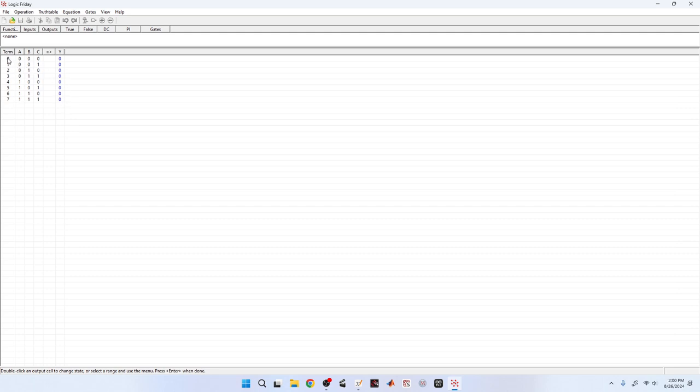So these are the rows. They call them the terms. And then here are the A, B, and C values, and then the Y values. And now if you double click on one of these, you go from 0 to 1. Double click again, you get an X, which means don't care. Double click again, you go back to 0.